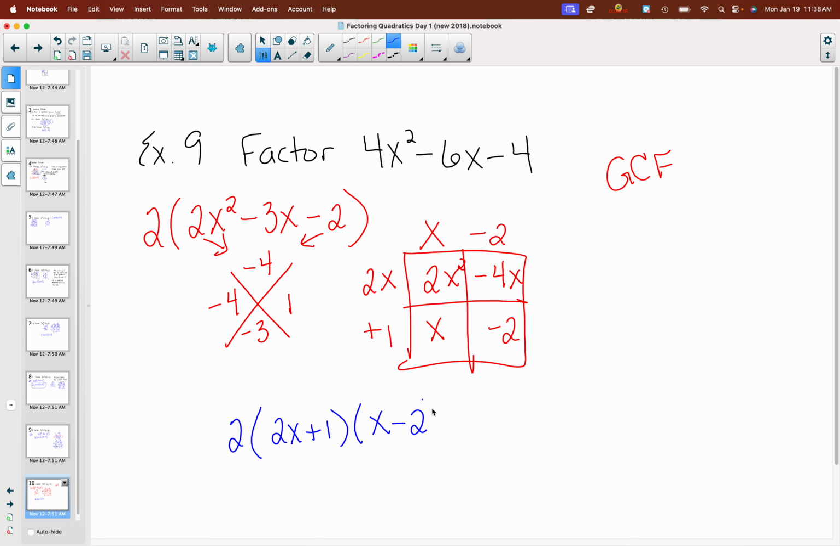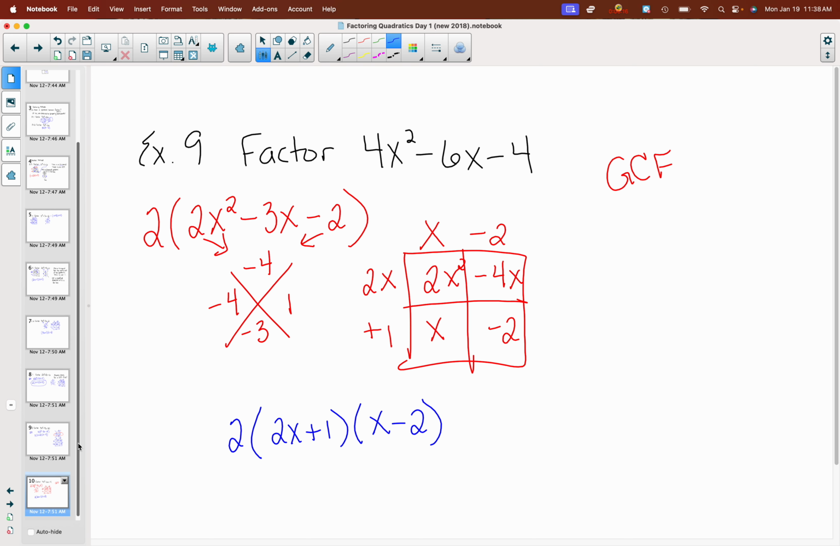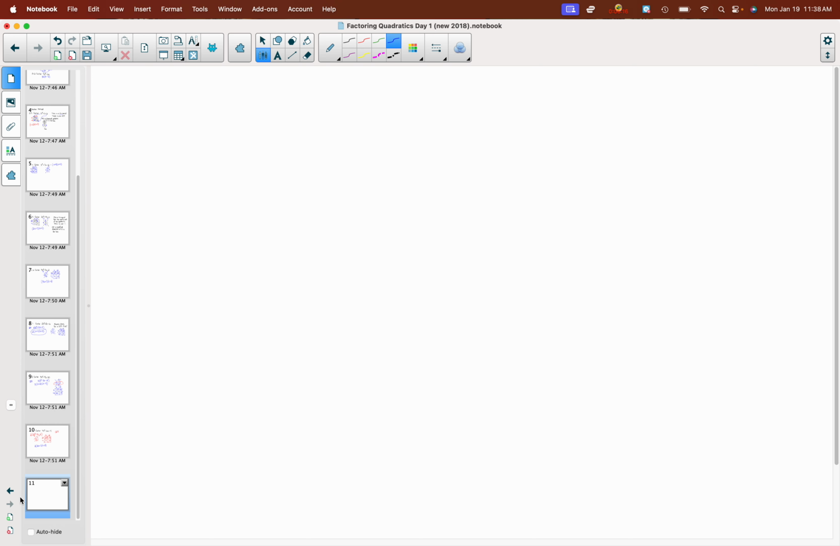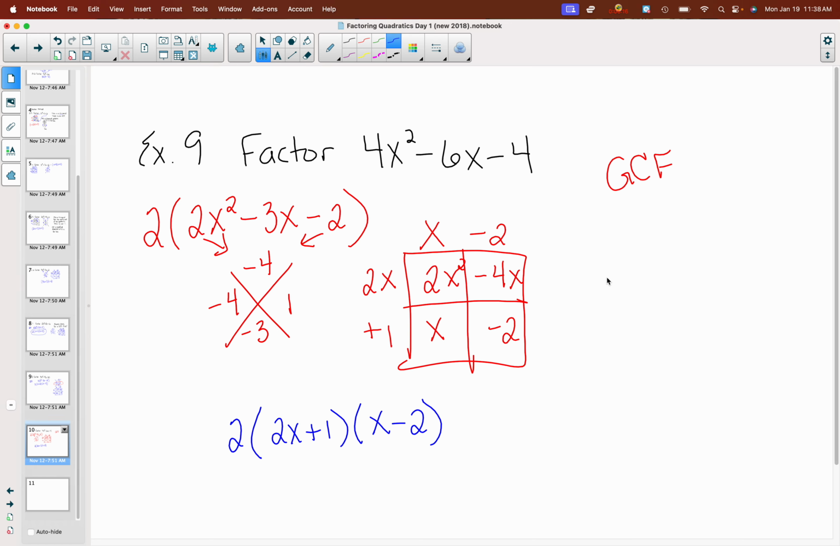And the order of these factors doesn't really matter. Typically, we put the constant in front, but if you put the x minus 2 and then you had the 2x plus 1, that would be okay. And that was the end of that.